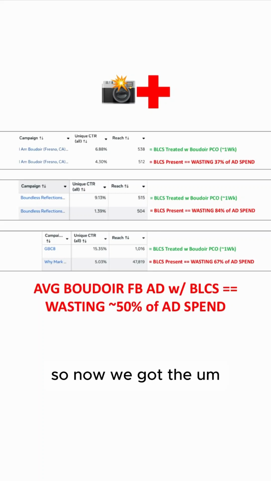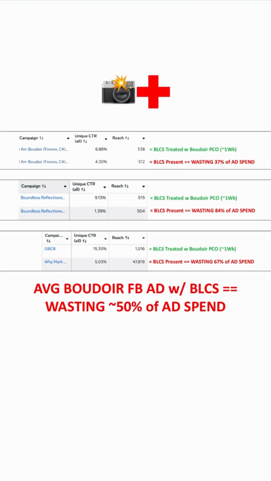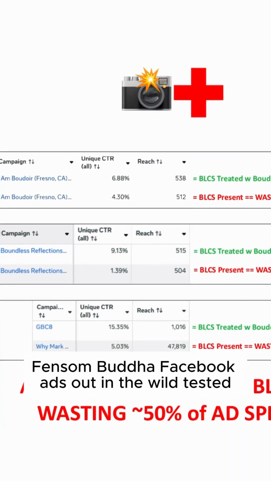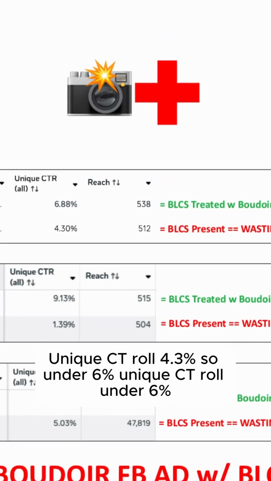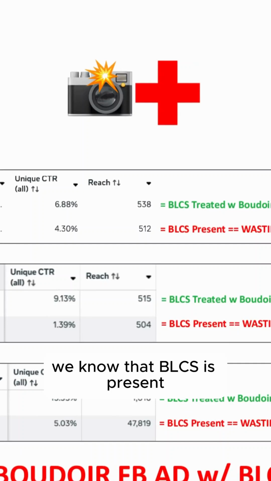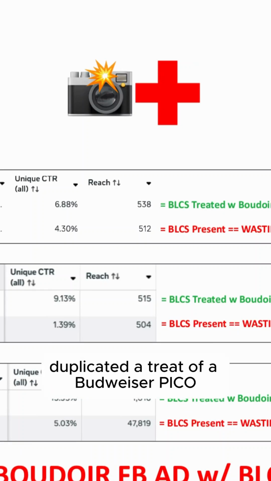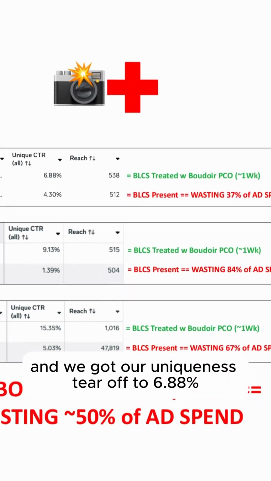So now, my residency here. Found some Boudoir Facebook ads out in the wild. Tested the first one, brought it to the hospital. Unique CTR 4.3%, so under 6%. We know that BLCS is present. Now we duplicated it, treated with Boudoir Pico. Took about a week. And we got our unique CTR up to 6.88%.